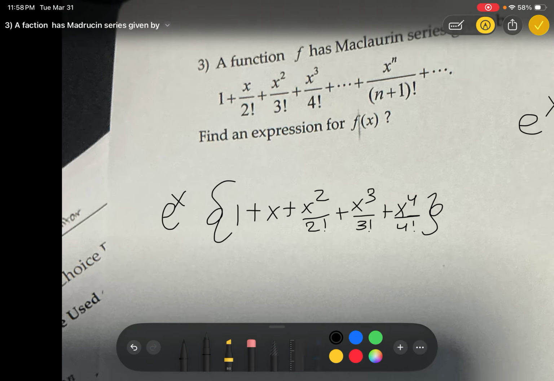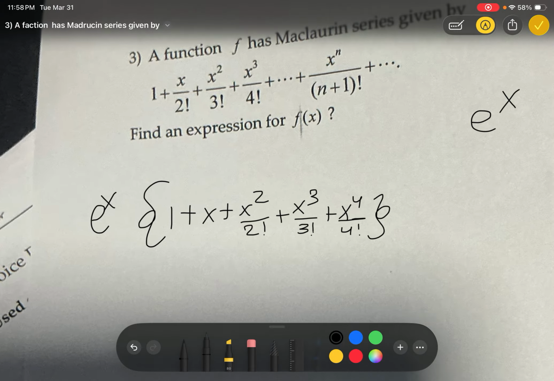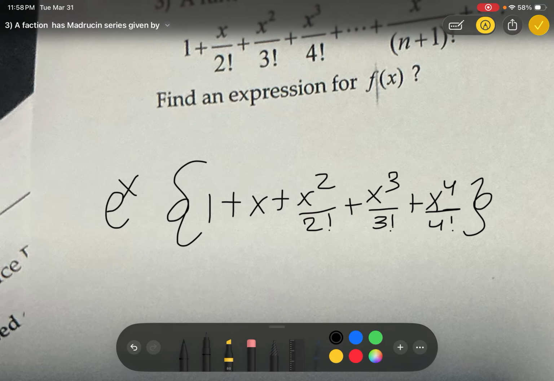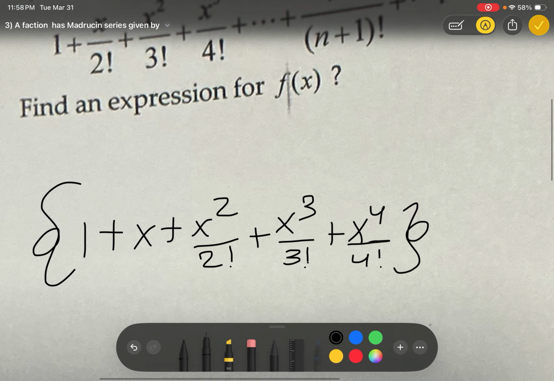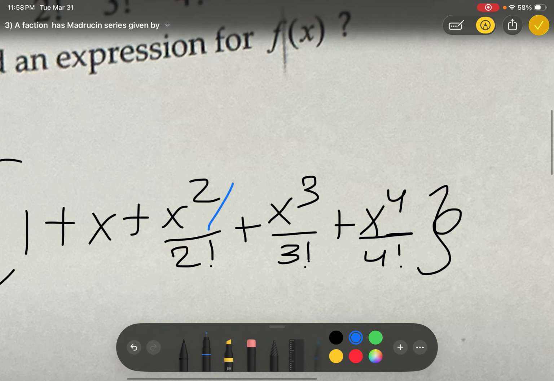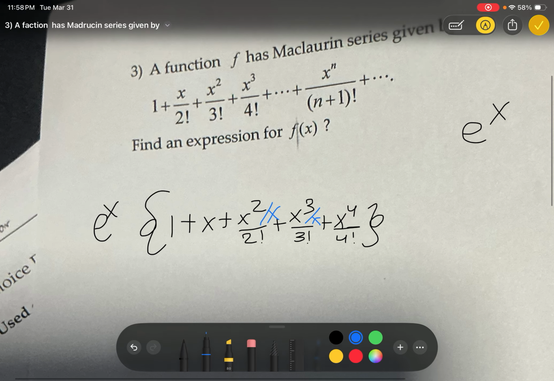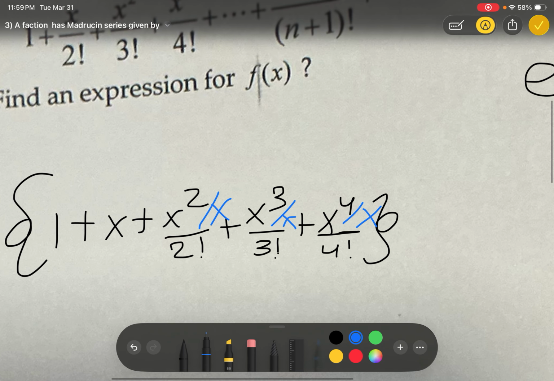So what did they do to adjust everything here? What I feel like they did was, okay, I feel like to compare here, they divided by x. So if you divide by x, x squared divided by x is just x, x cubed divided by x is x squared, and x to the fourth divided by x gives you x cubed. So that's the comparison for that.